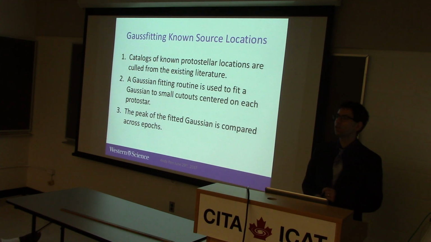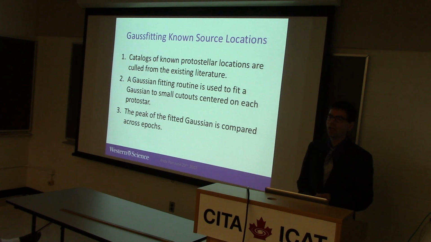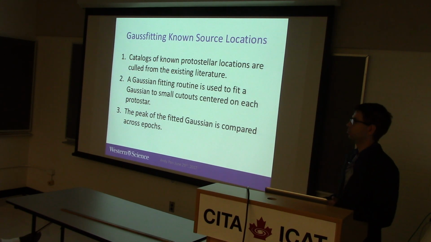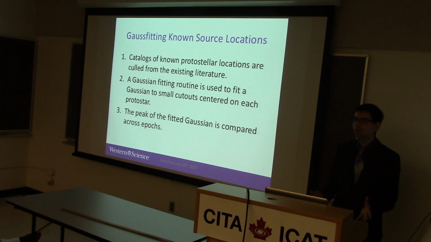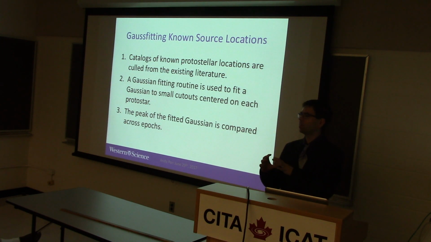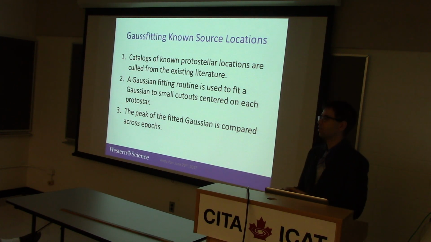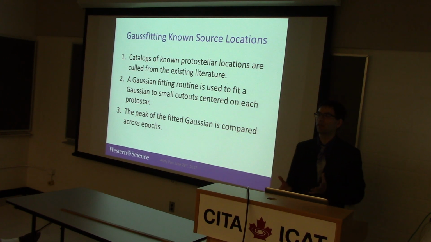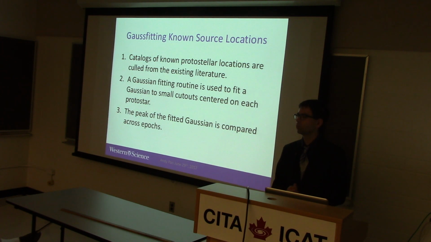The second technique, the Gauss fitting that I've been working on, has been to first look at the literature to find the locations of protostars, and basically take a catalog of all the positions of protostars that are known. And then what I do is I take a roughly 10 by 10 pixel cutout of the data and then try and fit a Gaussian to that region. You can then take the peak of the Gaussian fit as the brightness of the source.